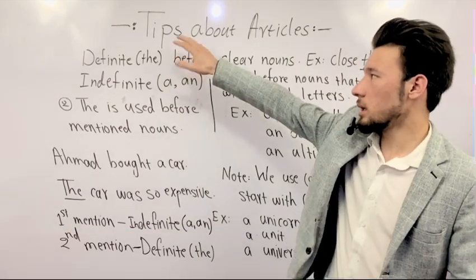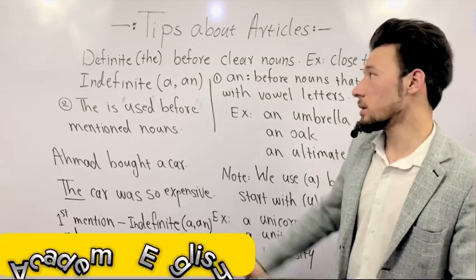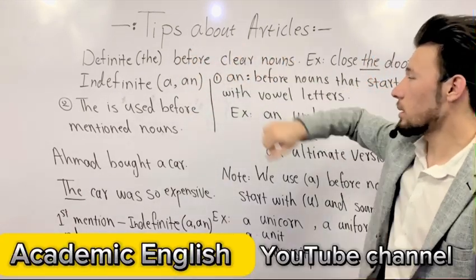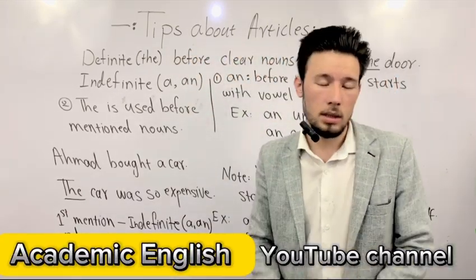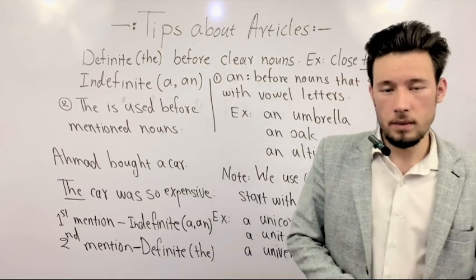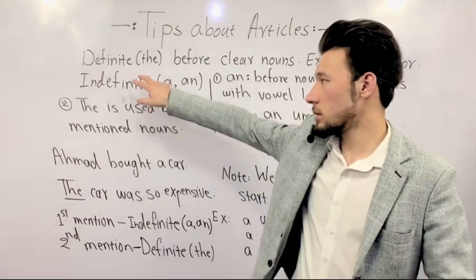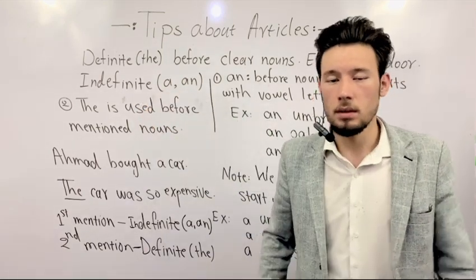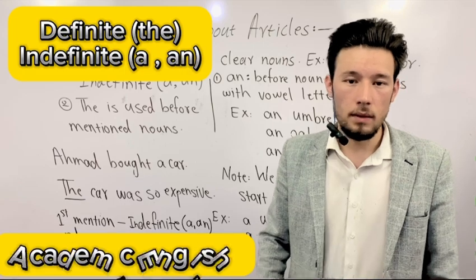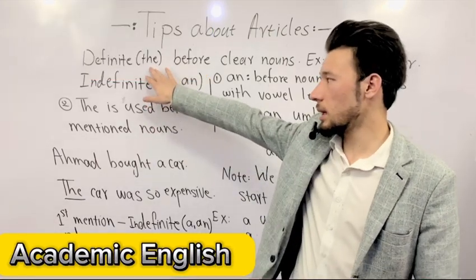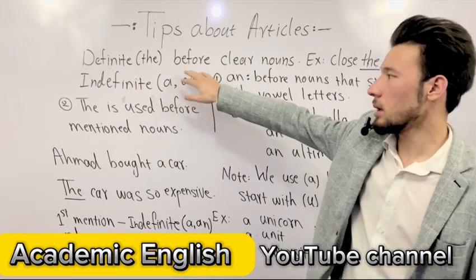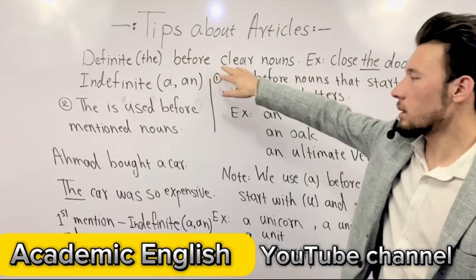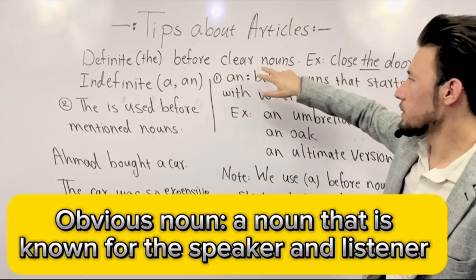So, the topic of today's lesson is two important tips on the grammar of articles. If you don't know what an article is, you can refer back to the previous video. As I mentioned in the previous video, there are two kinds of articles: definite and indefinite. The definite article is "the," and the indefinite article is "a" or "an." The definite article is used before clear nouns.